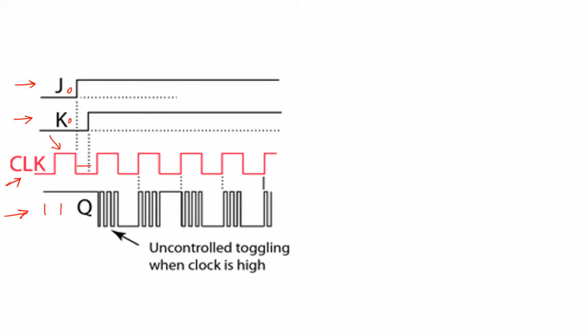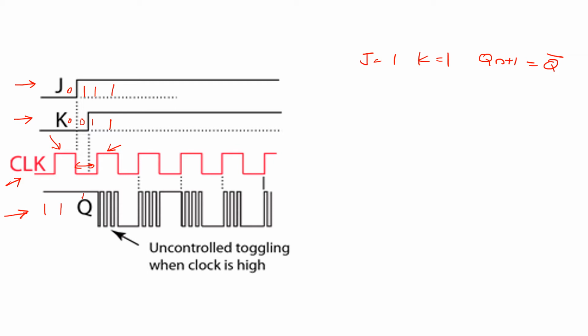Now, in this region, even though your inputs J and K are changing, your output will remain as the previous state because there is no clock signal. When the next clock pulse comes, you can see that J is equal to 1 and K is equal to 1. When J is equal to 1 and K is equal to 1, your output Qn+1 is equal to Q complement. That is, whatever be the previous state, its complement will be the current state.